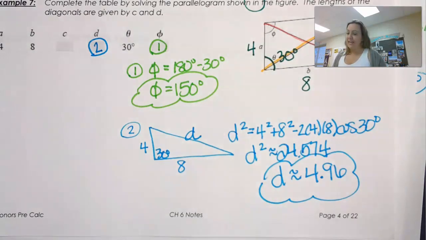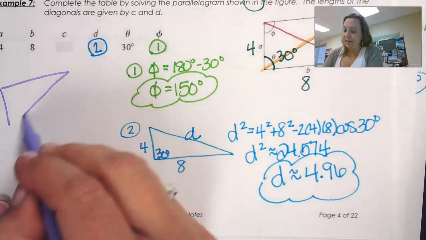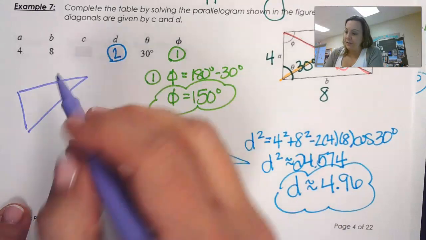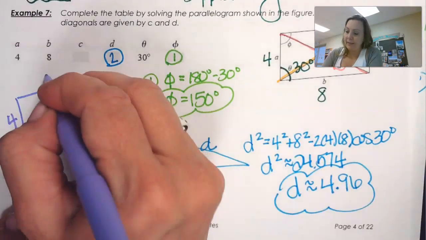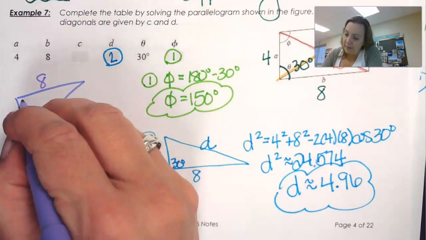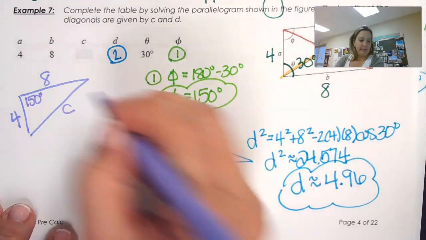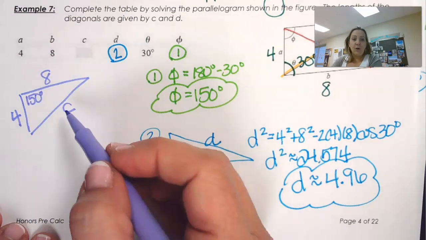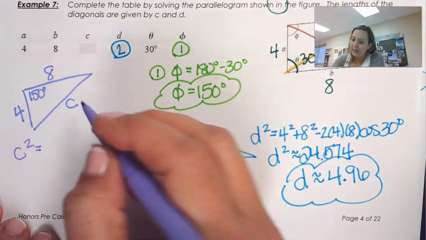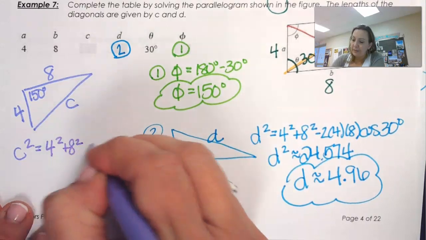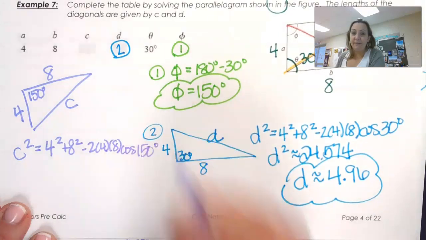So then what would I do to find side C? Well, notice that side C is part of this triangle. And we know that this side is 4 because the opposite sides of a parallelogram are congruent. This side is 8. And when we found phi, we found that that was 150. And this is going to be letter C here. Again, since we don't know an angle and a side opposite that angle, we'll have to use the law of cosines. So I'll say that C squared equals 4 squared plus 8 squared minus 2 times 4 times 8 times the cosine of 150 degrees instead.